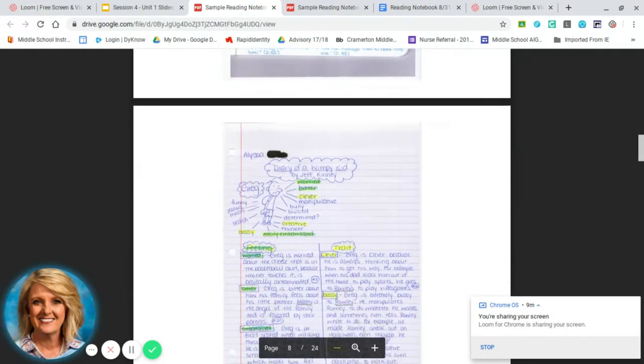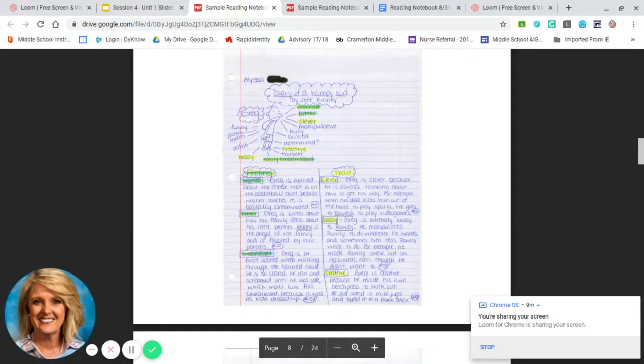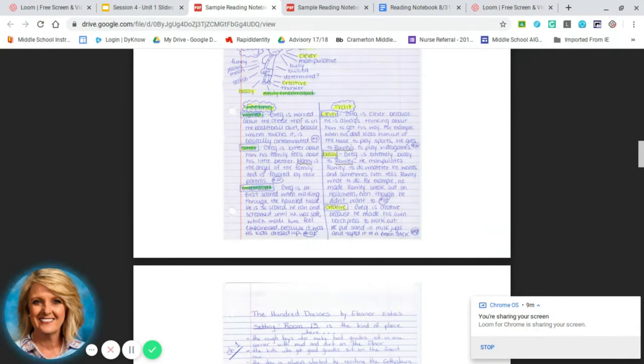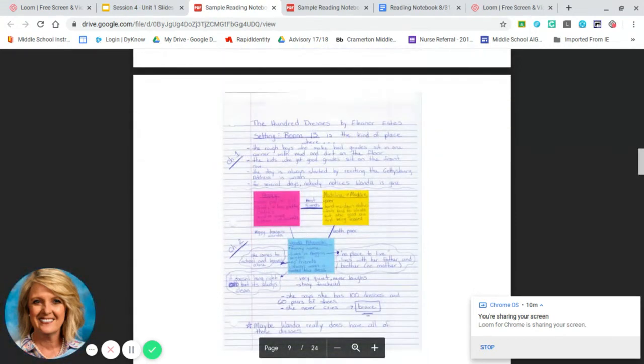Here there's a picture of Greg, and these are all the things that are good and bad character traits about Greg. And these are things that Greg is feeling, and she's pulled textual evidence, and she's written down the page numbers that she found as textual evidence that demonstrates that he was worried or he was bitter or he was embarrassed.